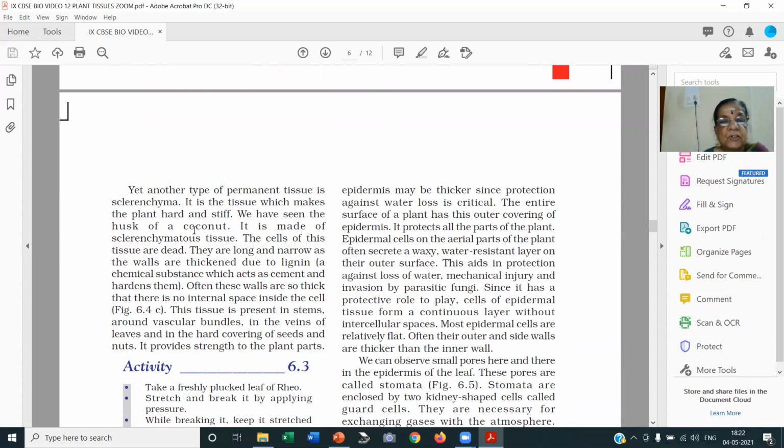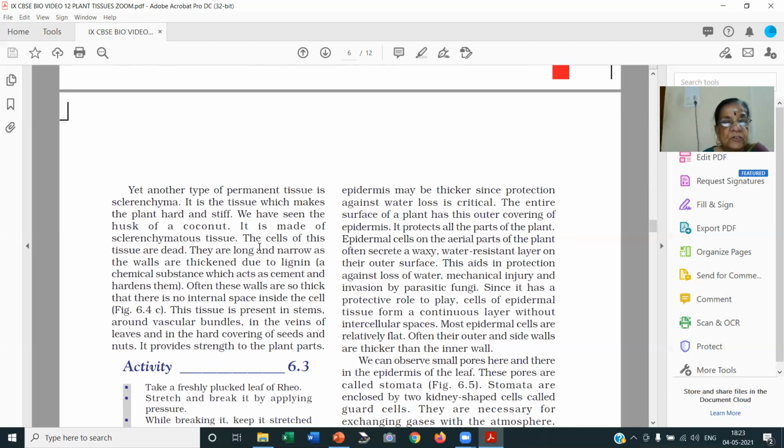We have seen the husk of coconut, and the coconut shell. The husk of coconut is made up of sclerenchymatous tissue. The cells of this tissue are dead. They are long and narrow as the walls are thickened due to lignin. Correct? Lignin is a cell wall material, a chemical substance which acts as a cement and hardens them.